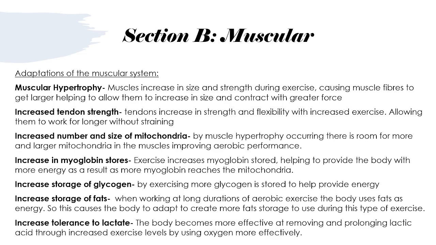Increased myoglobin stores help to provide the body with more energy, as more myoglobin reaches the mitochondria and helps with the energy systems. Increased storage of glycogen. More glycogen is stored, and that glycogen is broken down for energy. Increased storage of fats. When we're doing long durations of aerobic exercise, we can use fats as energy, so the body adapts to have more stores of this. And tolerance of lactate: the body becomes more effective at removing lactic acid through increased exercise.